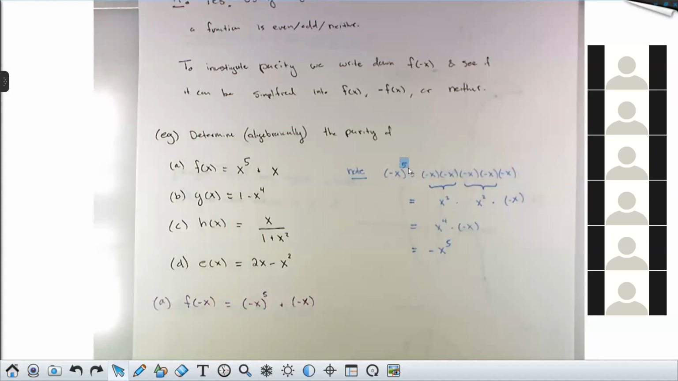And there's nothing sacred about 5 here. I want to be clear about that. In fact, I want to ask you about that. What is it about this 5 that made this negative pop out? It's odd. Right. It's the parity of the power itself. The fact that there was an odd number of negative x's here guaranteed that I'd be able to pair them up into x squareds and then have one left over. That's what being odd means, right? It means it's one more than a multiple of 2.